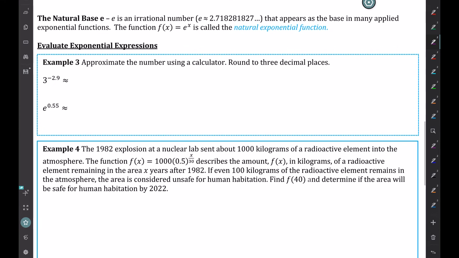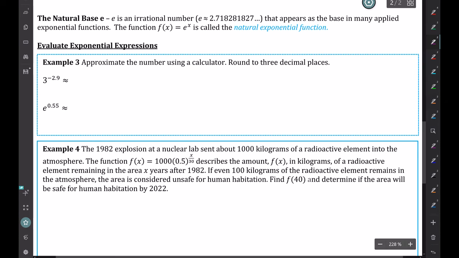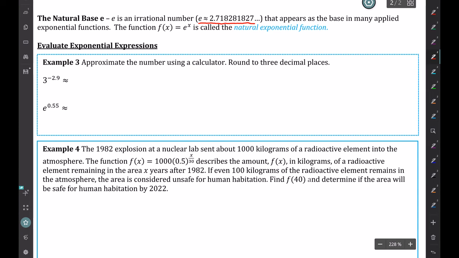Now I want to talk about the natural base e. e is an irrational number, which is approximately 2.718281827. This is an extremely important number in nature. I would argue this is because it's calculus's favorite number, but let's just leave it at that: it shows up all the time in nature, and you should know at least the first 4 digits. You should know 2.718. If ever you're asked to approximate e on a calculator, just type in 2.718. Maybe you'd want to know the first 5 or 6 digits, that'd be good.